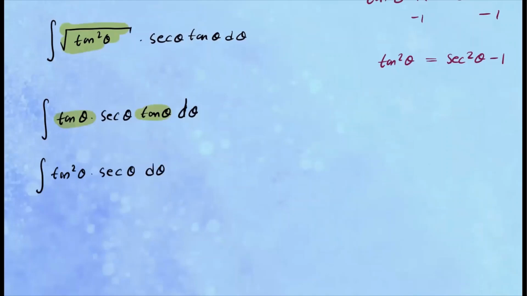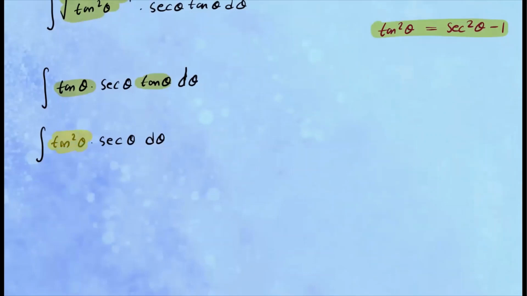Now here I'm going to use this identity again. So I know tangent squared can be replaced with that. So we're going to replace that identity right here, tangent squared. So we have the integral of secant squared theta minus 1 times secant theta d theta. And now we just keep going. So here we're going to distribute, hoping it will be a successful integral. So we have the integral of secant cubed theta, let's break it up into two pieces, times d theta minus the integral of secant theta d theta.